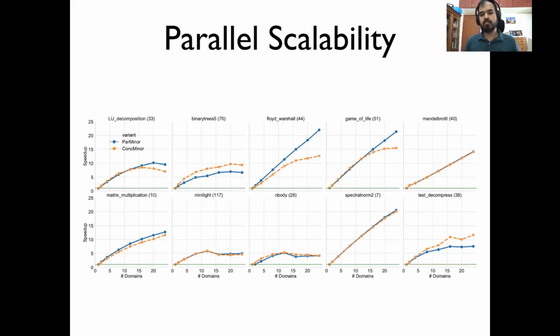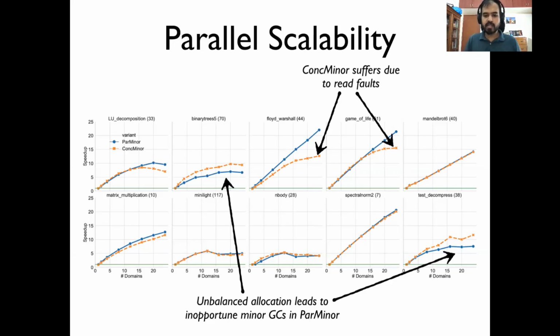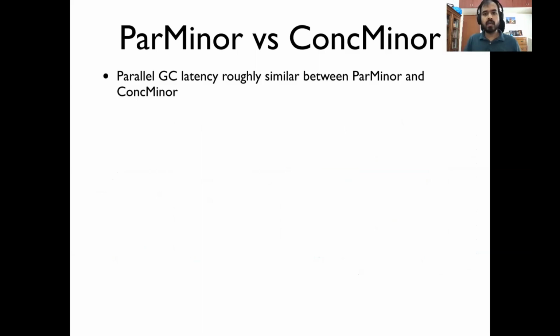On a few benchmarks, concurrent miner really suffers due to read faults, where just performing a read requires sending an interrupt, requesting the other domain to promote, that domain promotes, while the domain which read faulted is idly waiting. And we also see other cases where the unbalanced allocation leads to inopportune miner GCs in parallel miner, which causes scalability issues. We also observed that the parallel GC latency was roughly similar between parallel miner and concurrent miner.